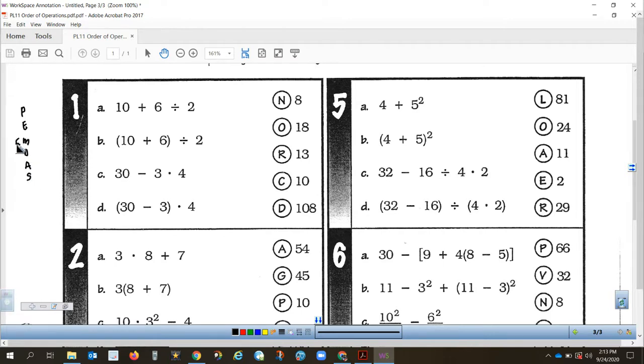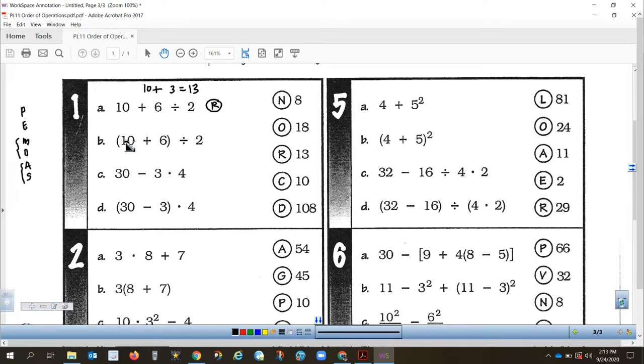Okay, and then I'm going to group these and group these because they go together. All right. So if I look here, I have addition, which is here, and division, which is here. Well, what comes first? Division comes first, right? So I'm going to go 6 divided by 2 is 3. And then I'm going to go 10 plus 3 is 13. All right. So 1A would be R. So I would choose R for that one.